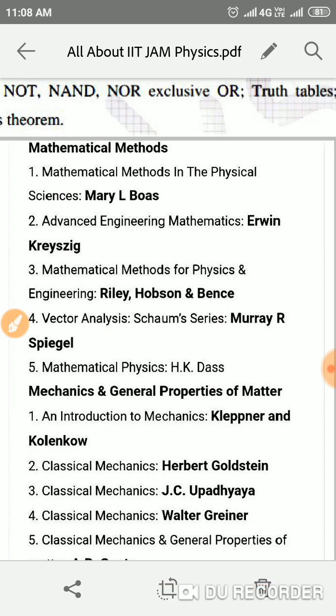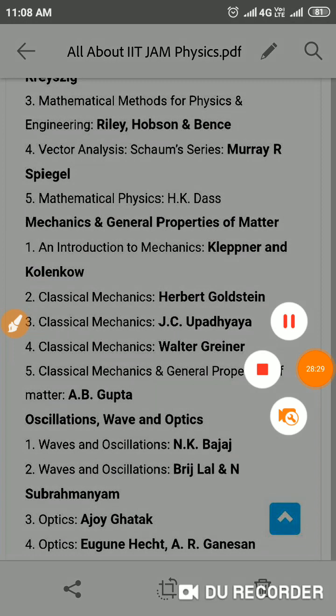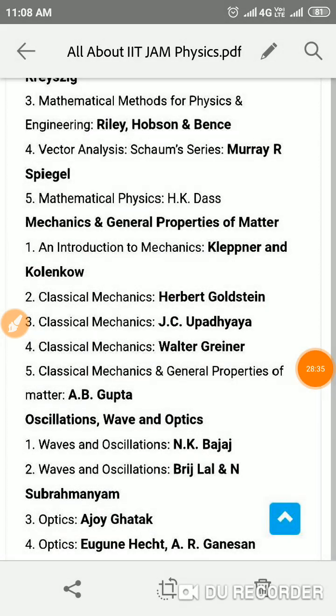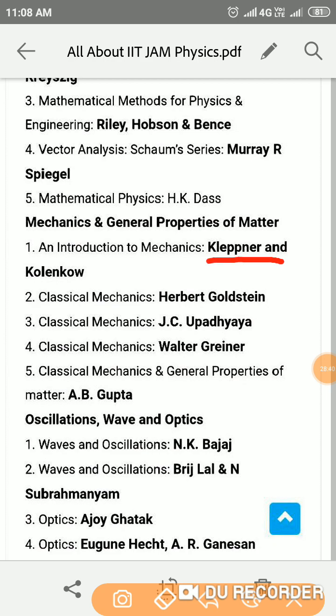Okay, for mechanics, the book that I will refer is Kleppner and Kolenkow. That is an awesome book. It will take some time, but it is a book worth reading. As I have already told, mechanics is a very important topic, so you have to spend some time, and Kleppner is a book worth reading.